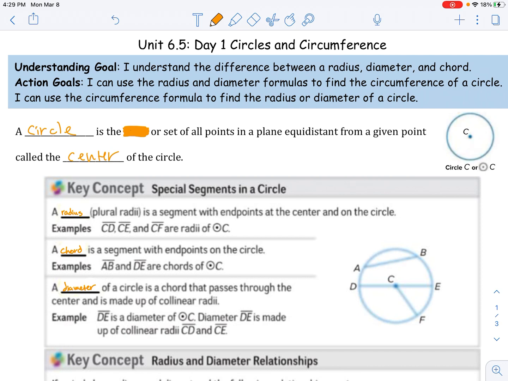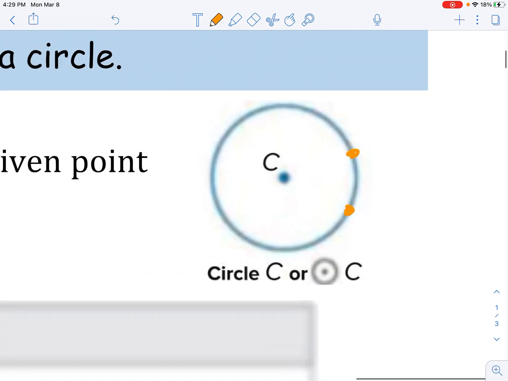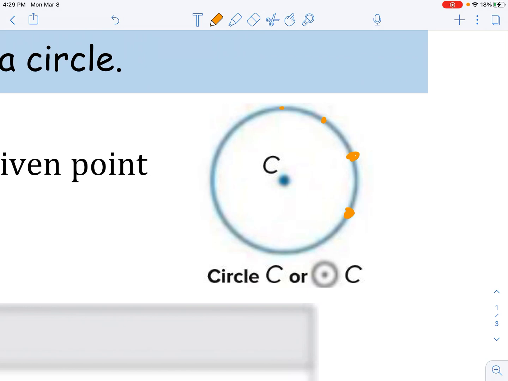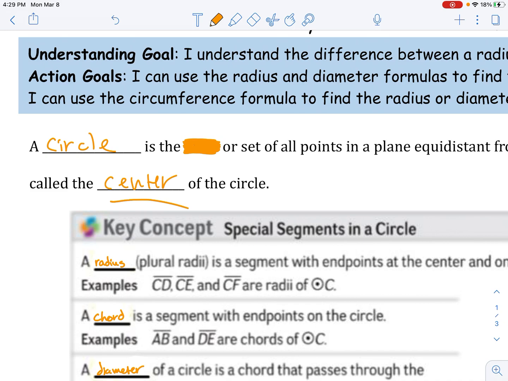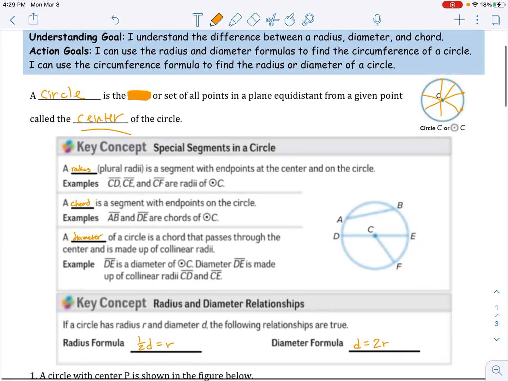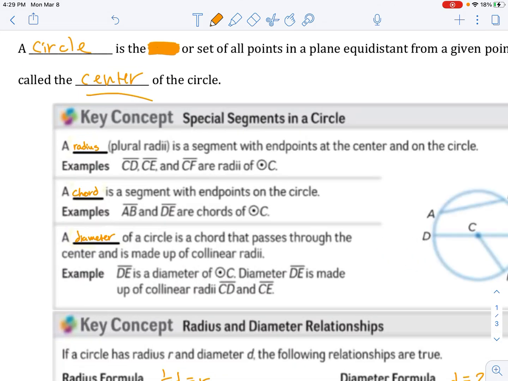So basically, every single point on this circle, if I can zoom in, maybe that would help. Every point on this circle is the same exact distance away from what we call the center. So it doesn't matter which way you go, all of those points are exactly the same distance away. And that would be the center of the circle. That's the name we give it. It's actually called the center.